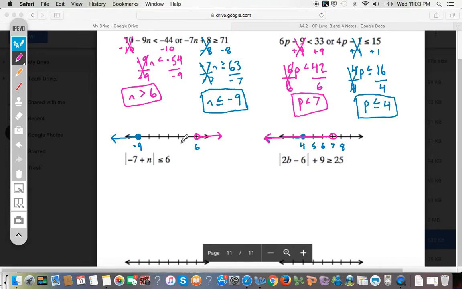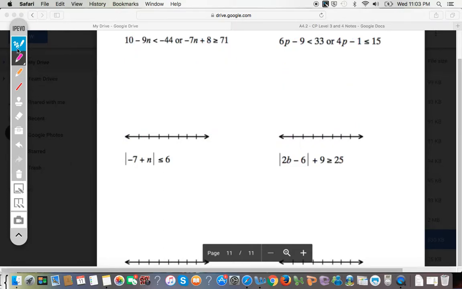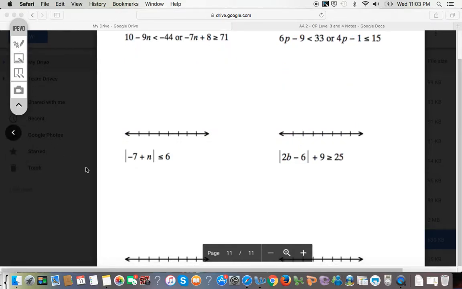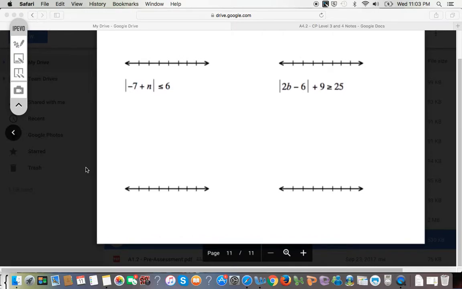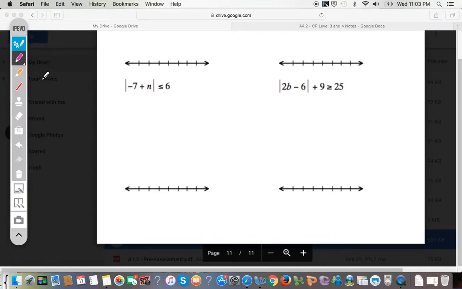Okay, pause the video if you need more time. Okay, last two. Okay, so here we have an absolute value inequality. So we're going to treat these the same way that we treated our absolute value equations in level 4 of A1.1. So I'm going to try to get my absolute value or my barred expression by itself. Then I'm going to create two new equations. So since this is already by itself, I'll make one over here.